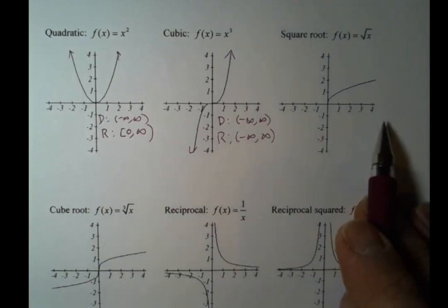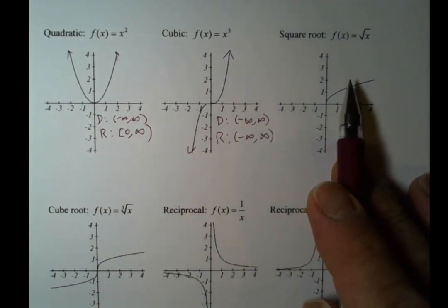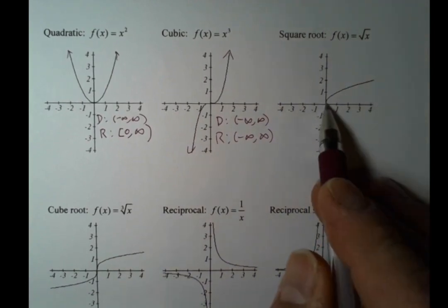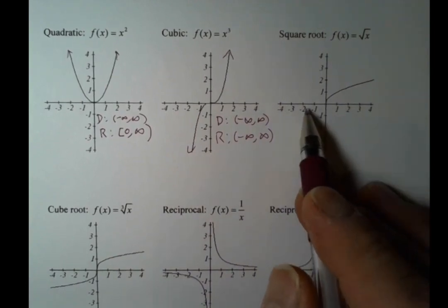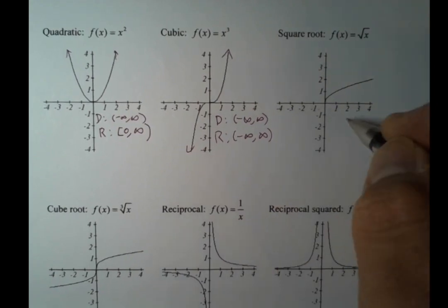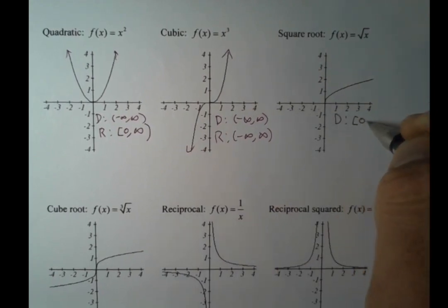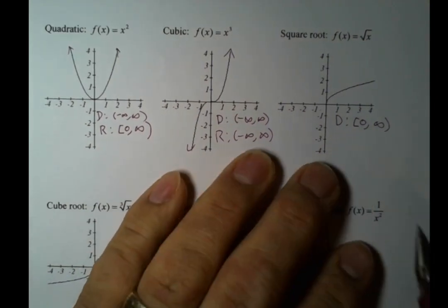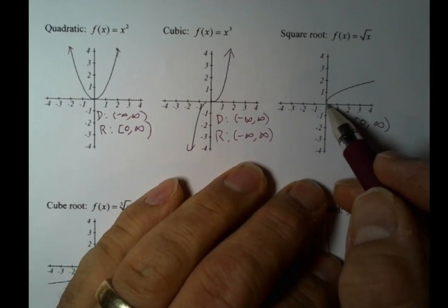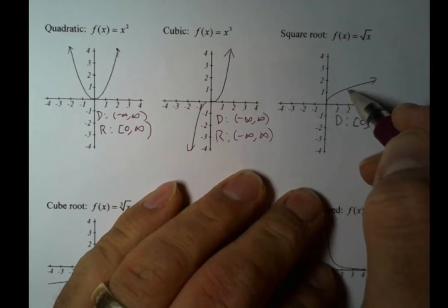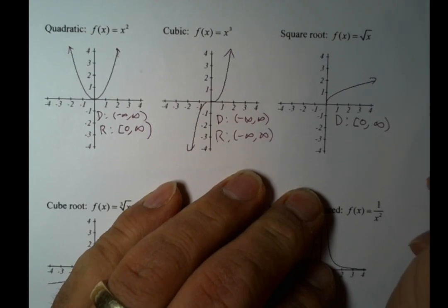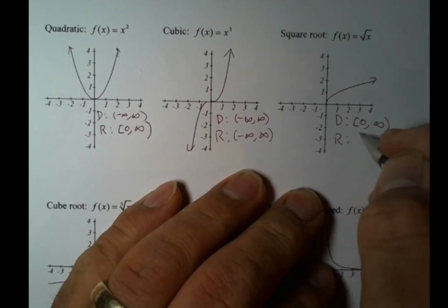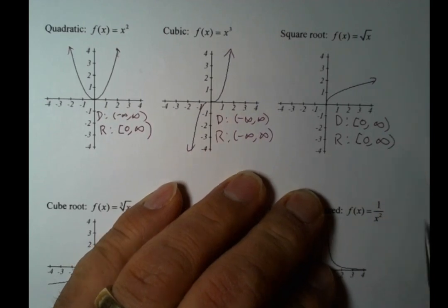Now here, for our square root, notice there are no values in our domain that are negative. So our domain is inclusive of 0 to infinity. Now our range, again, looks like it starts from 0 and then it increases the further and further along we go. So the range is similar.